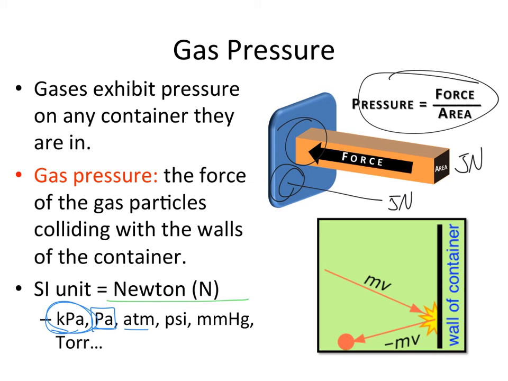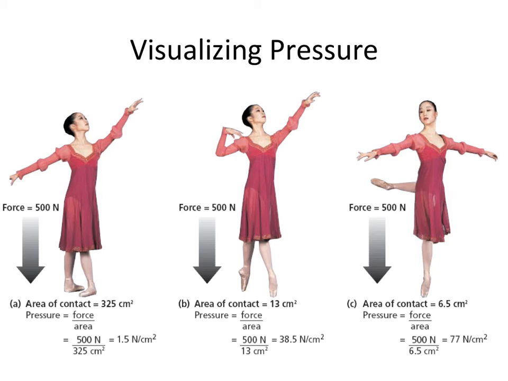kilopascals or atmospheres. When we look at pressure, we can look at this ballerina who's doing a whole bunch of dance moves, and in each situation, she's applying 500 newtons of force in the downward direction. The difference, however, is how that force is being distributed. In the first one, she's actually having these flat feet, and the bottoms of her feet are distributing that force over a larger amount of area. Now, if pressure is equal to force over area, and our area is a lot bigger, then that means our pressure is going to be a lot smaller.